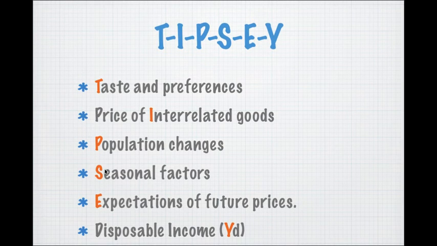Okay, the next thing is seasonal factors. For example, some goods like winter coats or skis tend to sell better when it's winter time, and some stuff like popsicles and ice cream could sell better when it's summer. So all these seasonal factors could also influence demand.